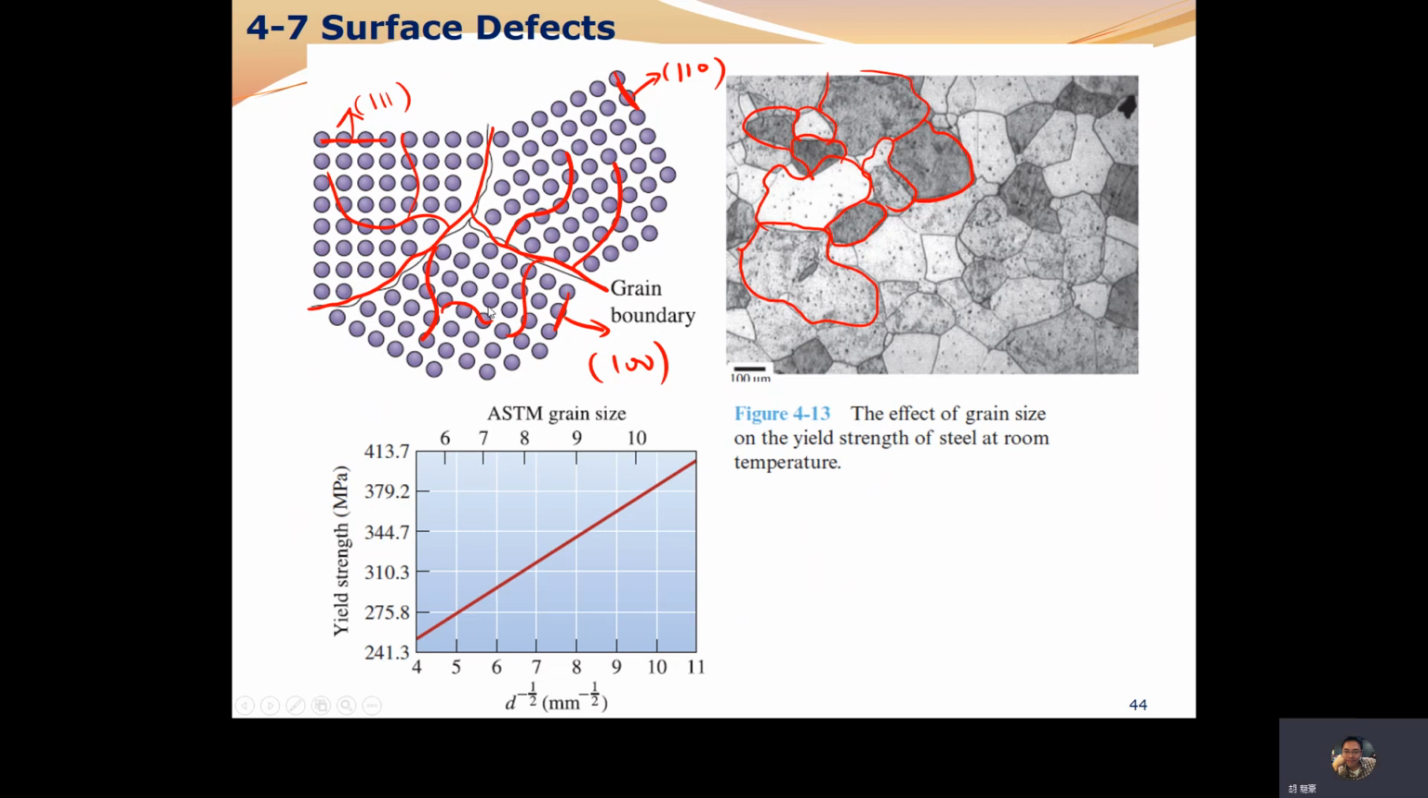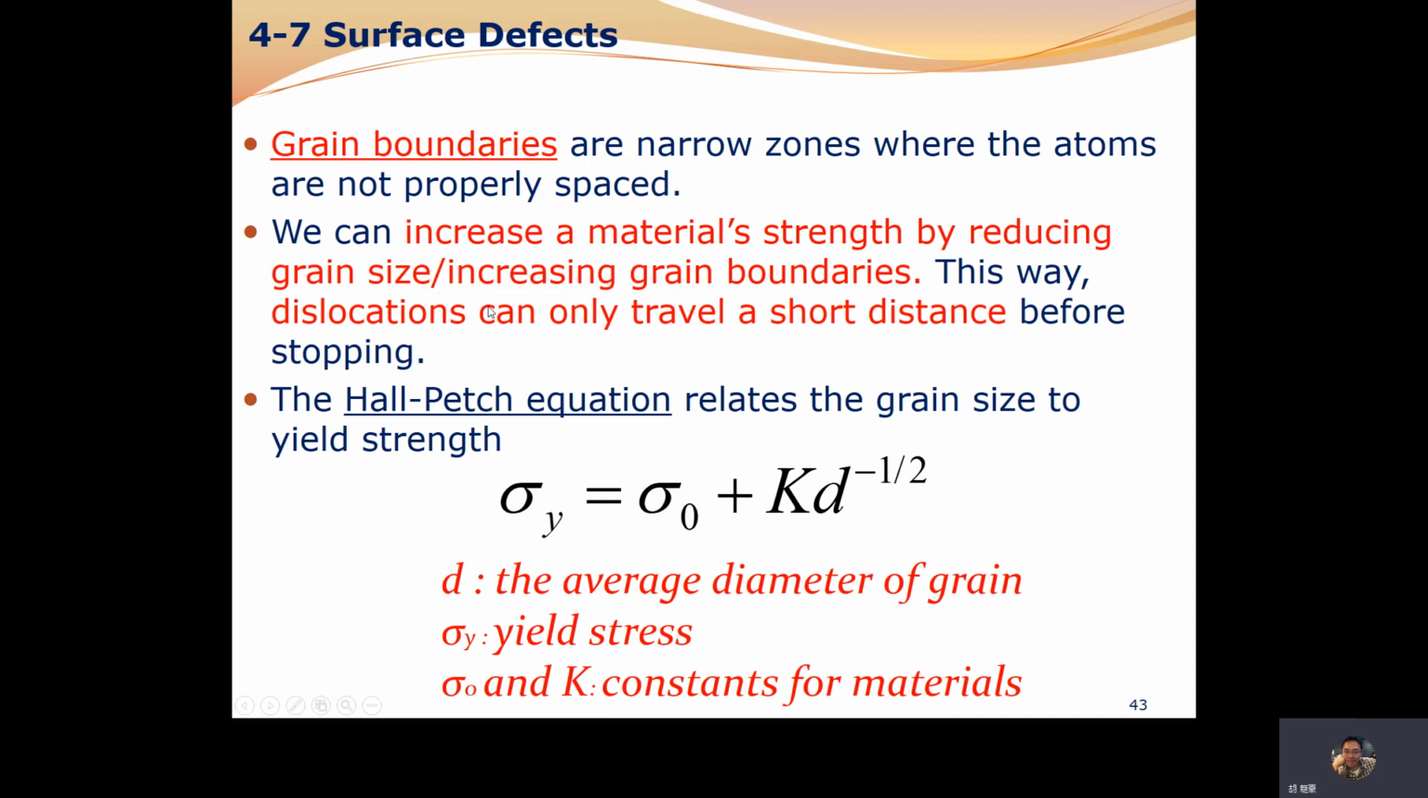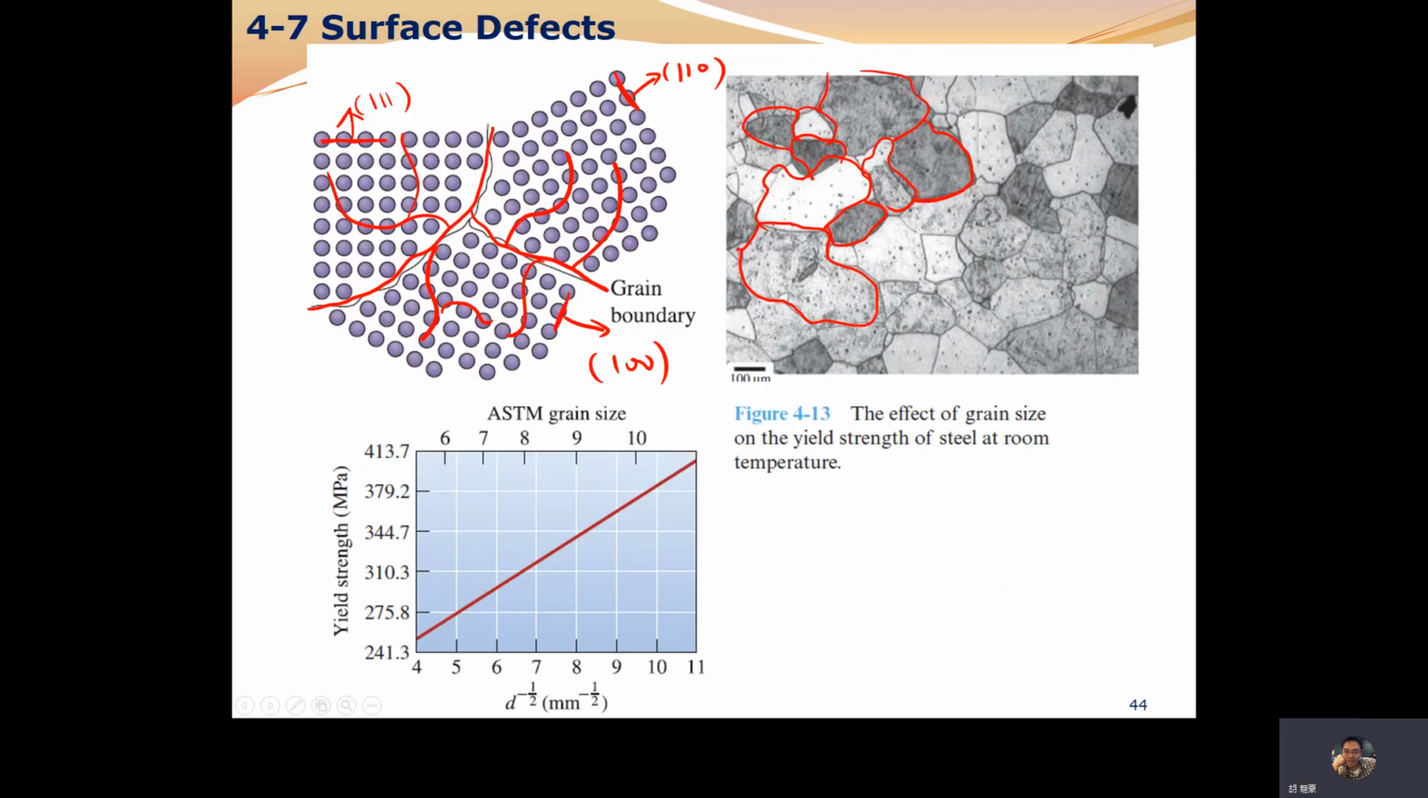So the answer is right here. We can increase the material strength by reducing grain size, that is, by increasing the grain boundaries. Why? This is the reason why: the dislocations can only travel a short distance. So what does that mean?